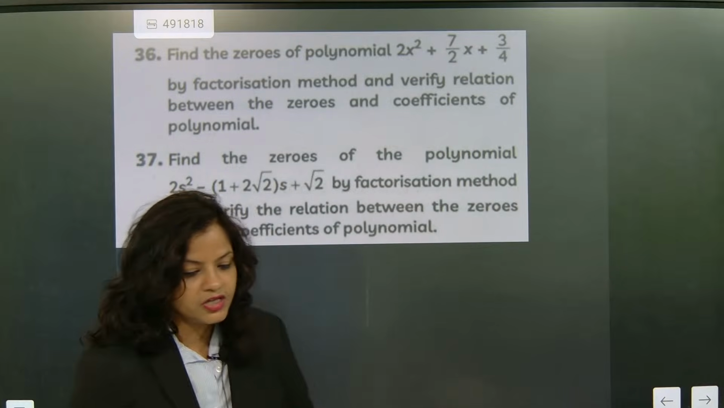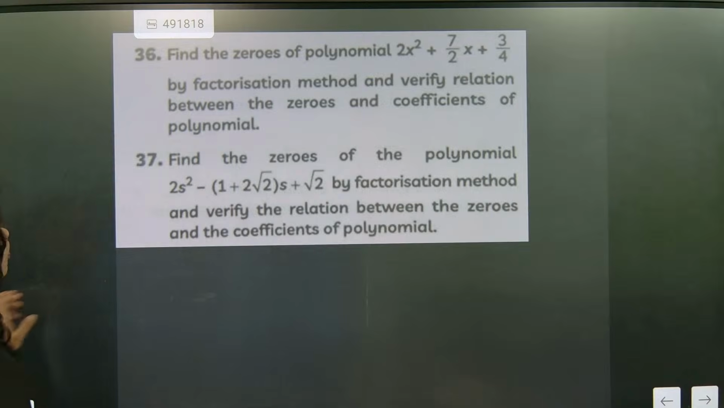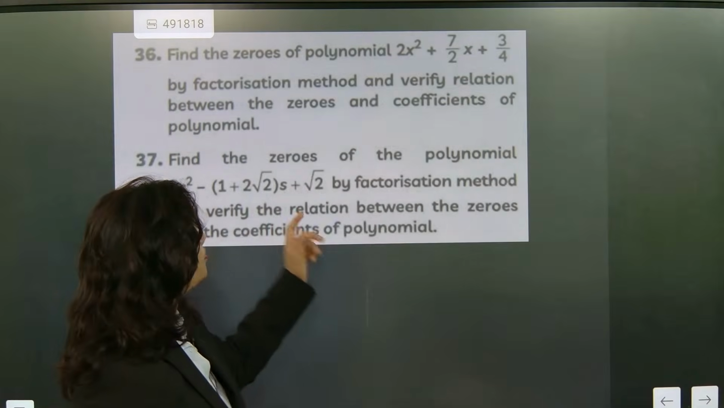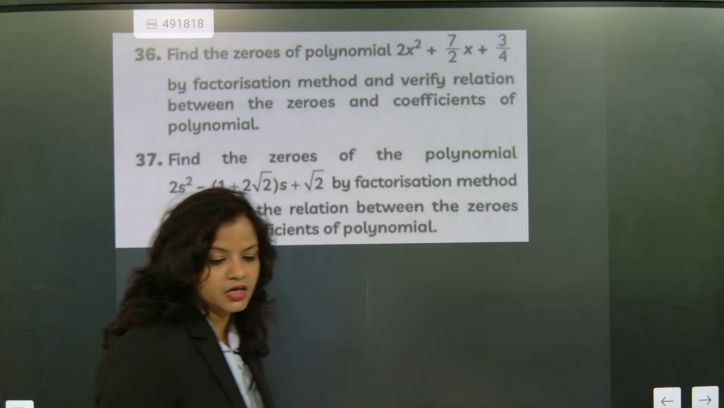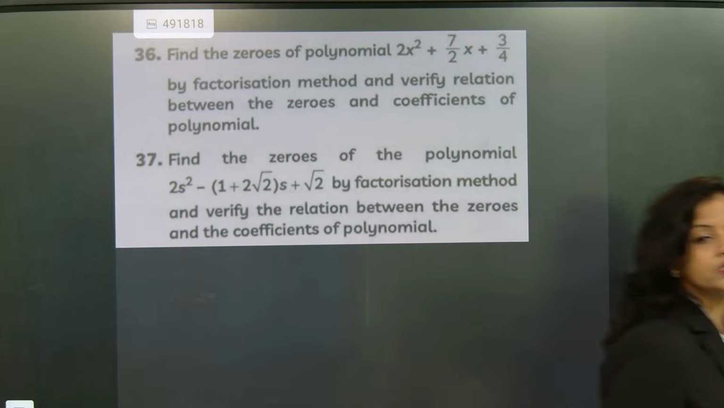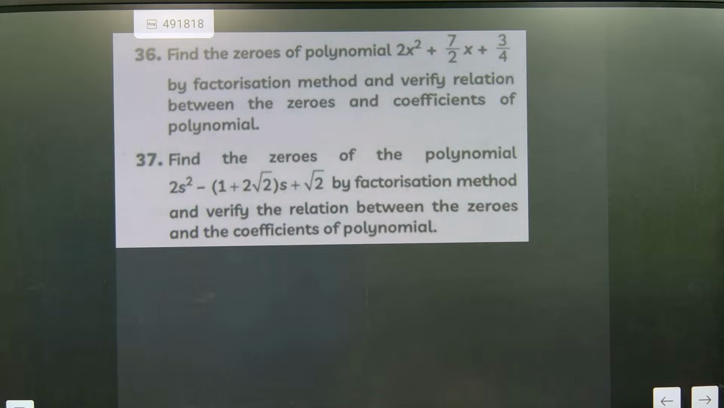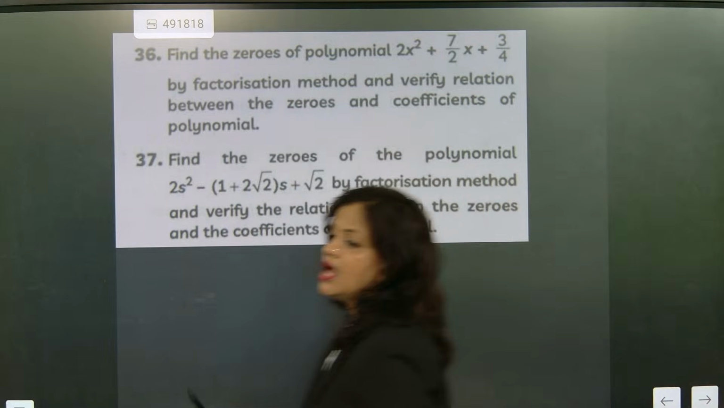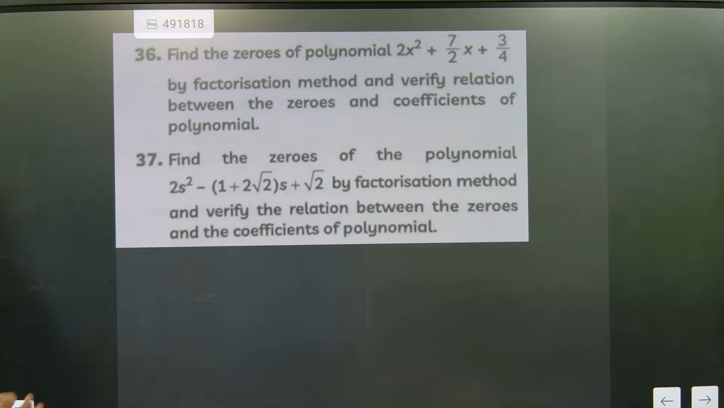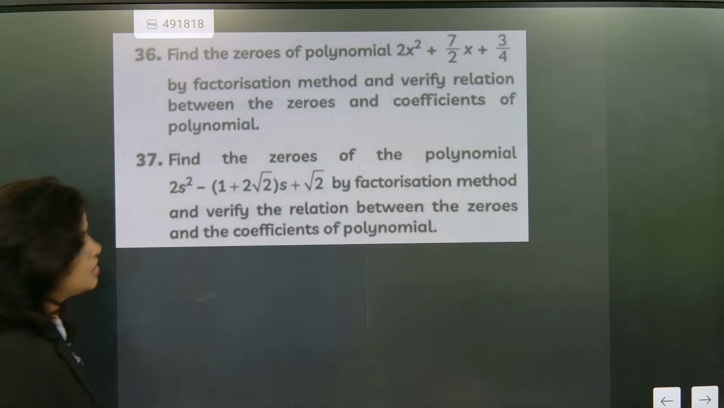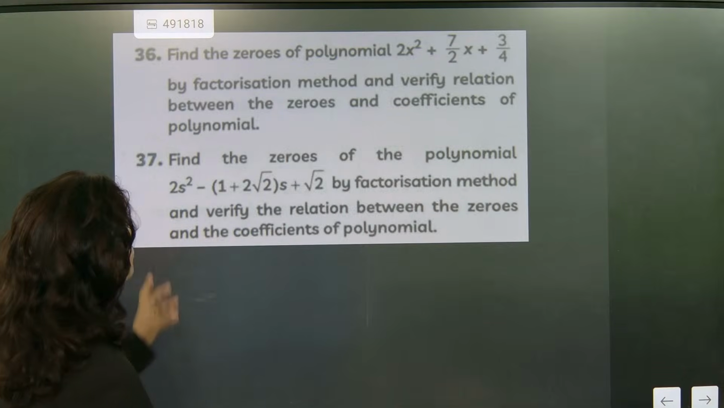I hope you have understood. Is it okay? Now we will go for finding the zeros of the polynomial by the factorization method. So this is again another important question. These zeros you have to find by the factorization method. Here only the catch is there. Zeros by factorization method, and then verify the relation.